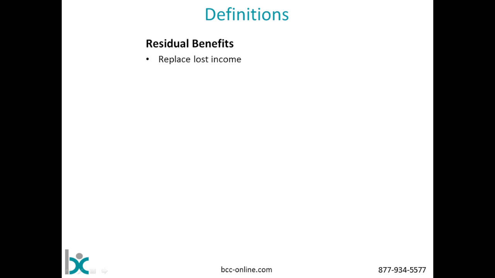You'll find a formula in your textbook on page 8-9 which refers to this replacement of lost income. Basically, what's going to happen is we take into account the income you were earning prior to your disability, the income that you're now earning. We say how much have you lost, and the insurance company provides a replacement for that lost amount.